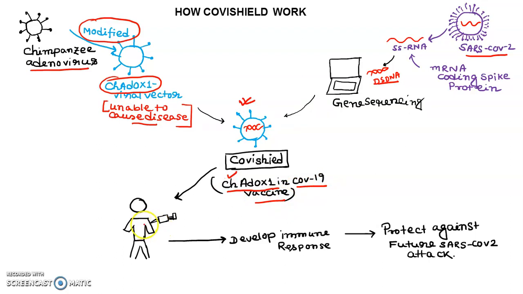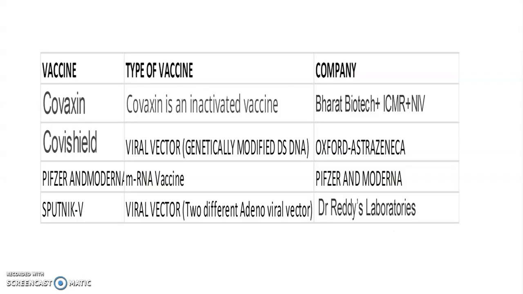This engineered vaccine is injected into the human muscle, and then develops an immune response which protects against future SARS-CoV-2 attack. Second, only one form of vector, the adenovirus vector, is used here. And one important point is that double-stranded DNA is used. The virus has single-stranded RNA, but in Covishield the double-stranded DNA form is used.